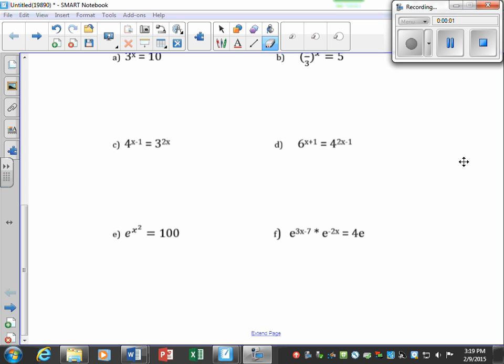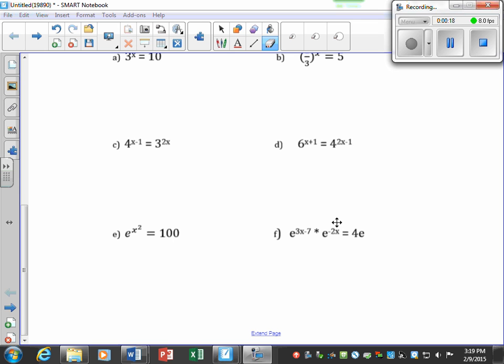Alright, F. First of all, this is a like base. The base E and the base E, so I can add like terms. When you multiply like bases, add the exponents. So that's a rule. When you multiply like bases, you can add the exponents.